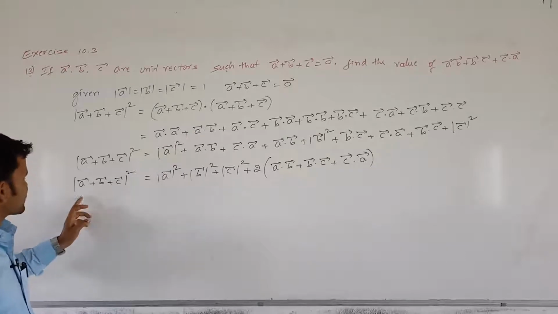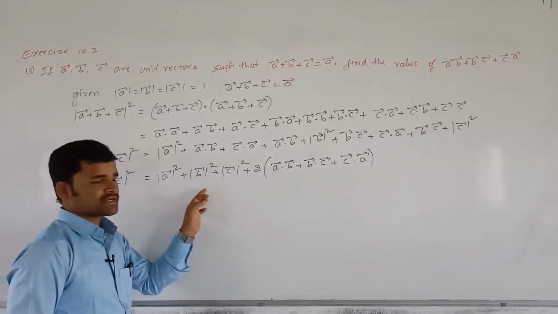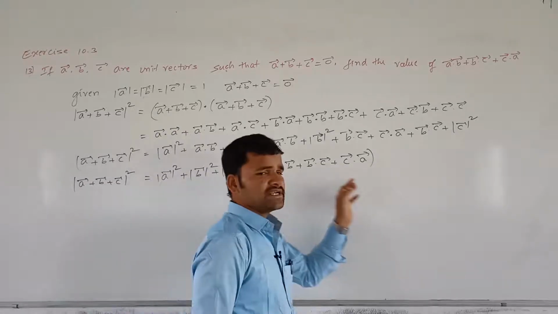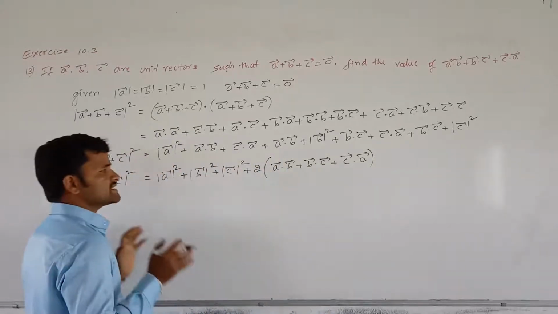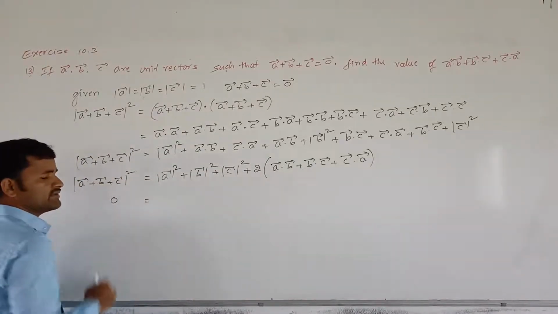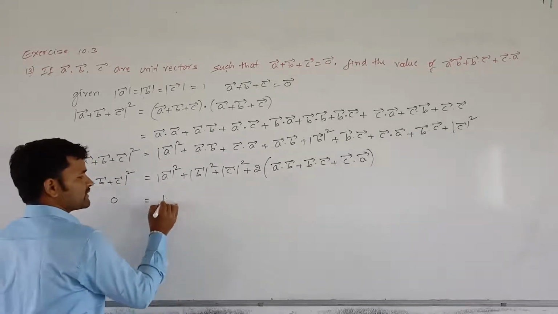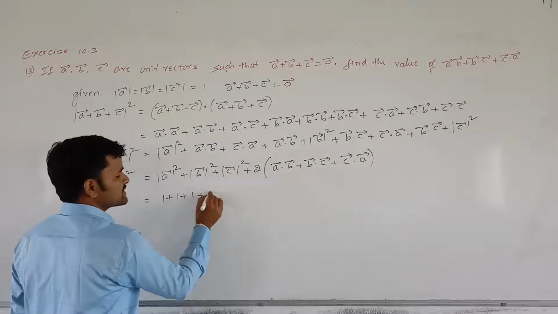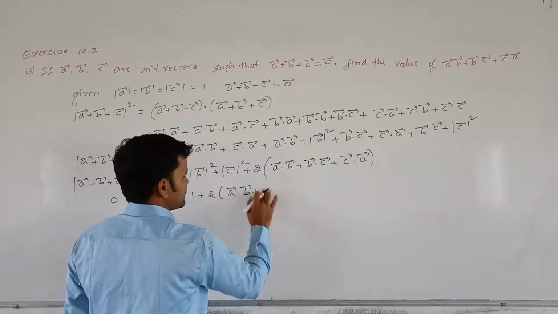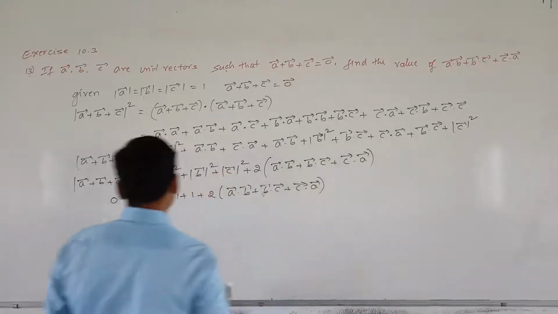Magnitude of vector A plus vector B plus vector C square is equal to magnitude of vector A square plus magnitude of vector B square plus magnitude of vector C square plus 2 times A dot B plus B dot C plus C dot A. Let us substitute all the values here. What is this? This is 0, which is equal to, they have given you A, B, C are unit vectors, means magnitude of vector A is 1, similarly 1, plus 2 times A dot B plus B dot C plus C dot A.